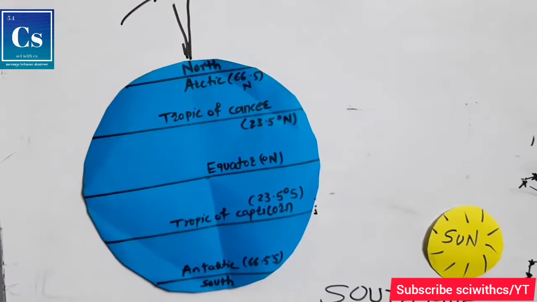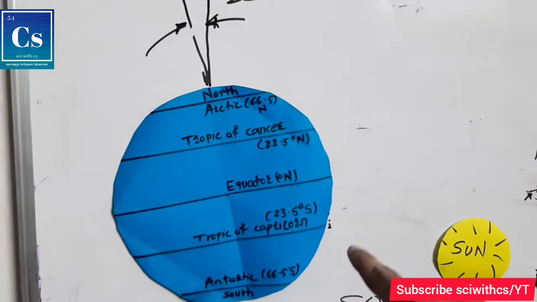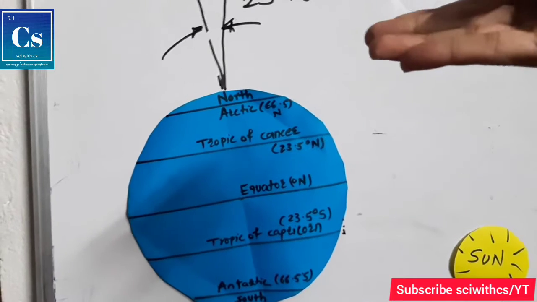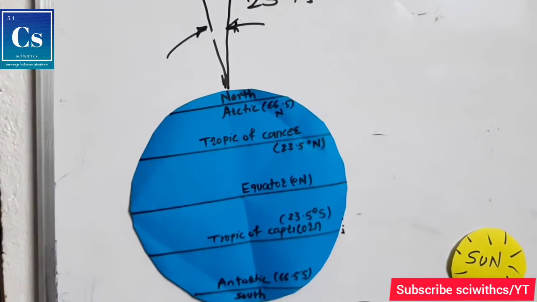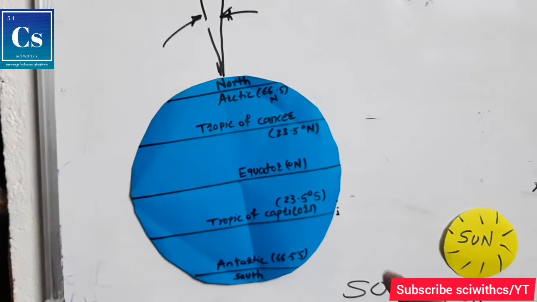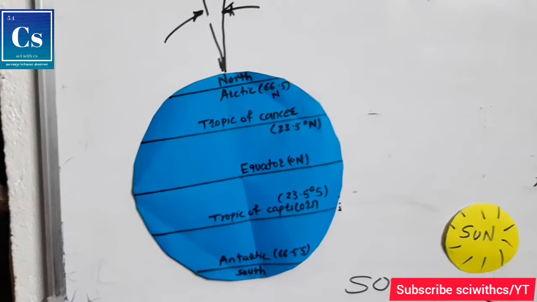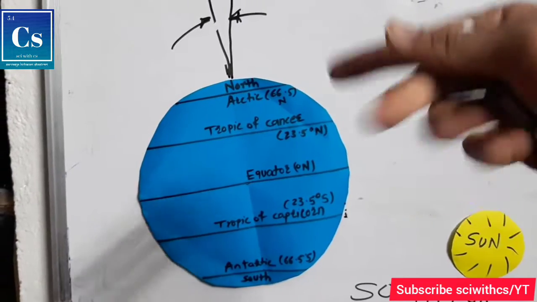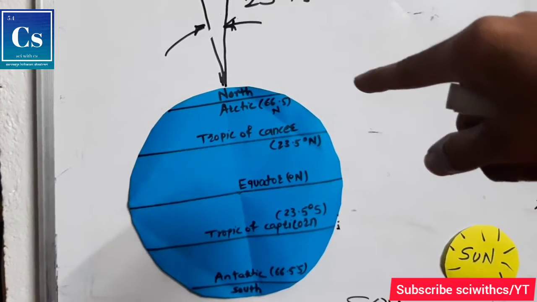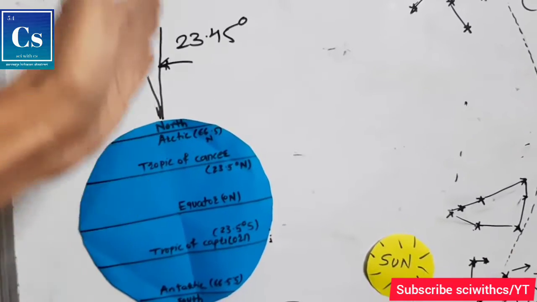So this is the earth you can see, and these are the latitude lines. The equator cuts the earth into two halves, the Northern Hemisphere and the Southern Hemisphere. The Tropic of Capricorn you can see at 23.5 degrees south. Similarly, the Antarctic Circle and the South Pole down below. Similarly, on the upper side you can see the Tropic of Cancer, the Arctic Circle and the North Pole. And the Earth is tilted 23.5 degrees from the vertical.